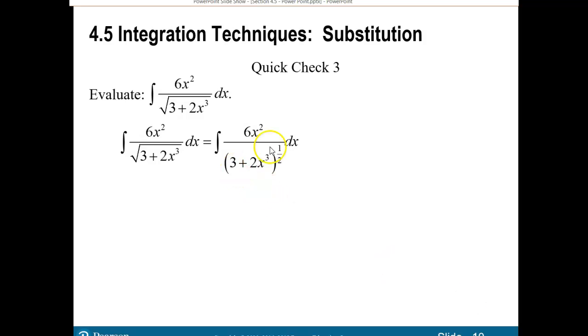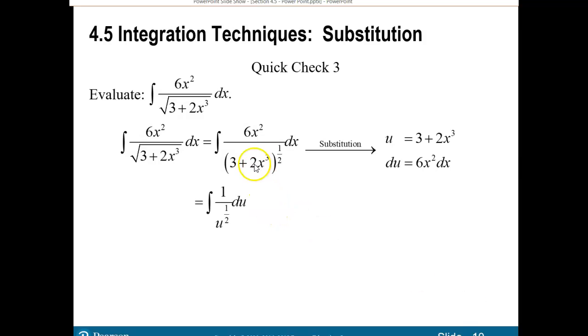So what they did, they started by writing the square root as the 1/2 power. That'll be needed to be done eventually. You can do it now or later. We're going to make our substitution like we said. 3 plus 2x cubed will be my u, because du is 0 plus 6x squared dx. And we see that 6x squared sitting up here.